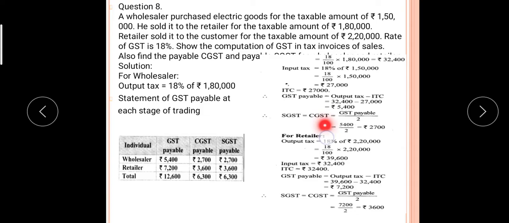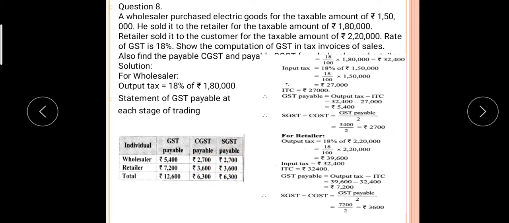So CGST and SGST for the wholesaler is GST payable divided by 2, which is 2,700 CGST and 2,700 SGST. Now for the wholesaler, GST is 5,400, and CGST and SGST are half of that.